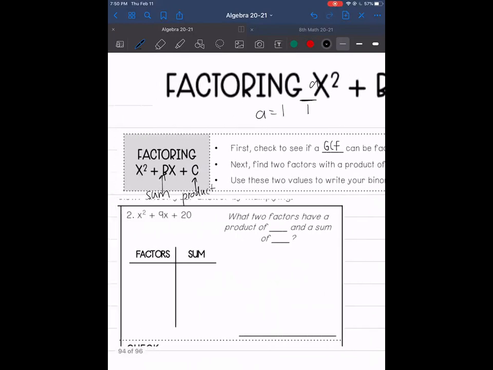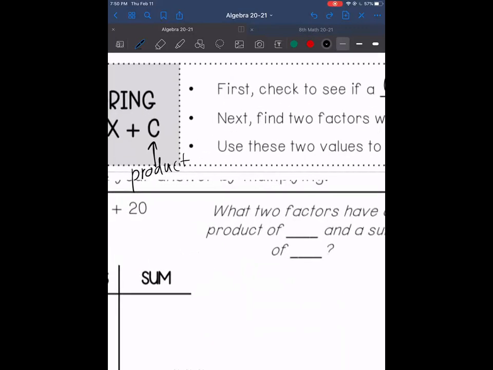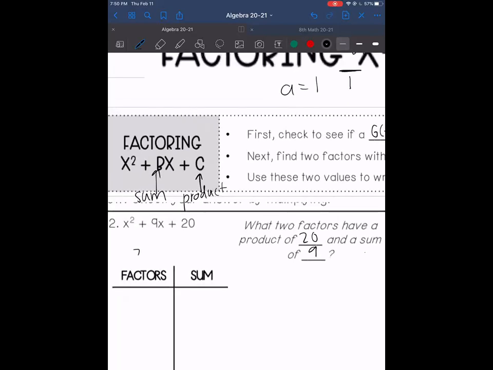So let's look at the first problem. We have x squared plus 9x plus 20. So our leading coefficient is 1. We do not have a greatest common factor. So we want two factors that have a product of 20 and a sum of 9. That's what we're looking for. So factors that make 20 and add up to equal 9.